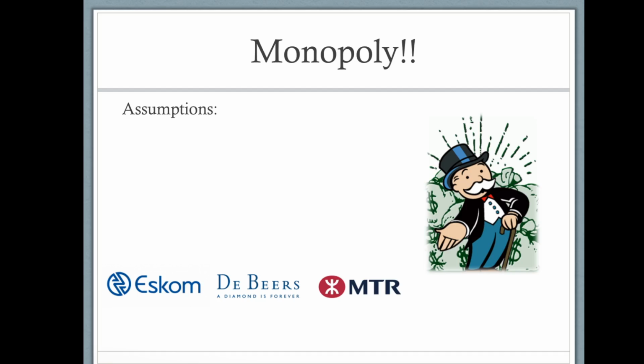Once again, when it comes to monopoly, we do have some assumptions, and you have given me the assumptions. So yeah, one firm. Okay, there's only one firm, or you can say a dominant firm.